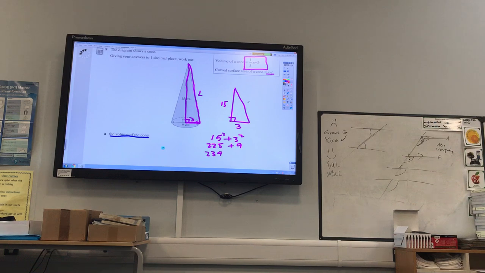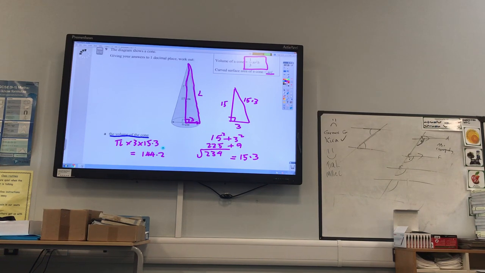But that length can't be 234. You must square root your answer. So can someone square root 234 for me and tell me what my answer is? 15.3. Okay, so that distance there is 15.3. Then to find the curved surface area, you do pi times R times L. So you type in pi times R, which we said before was 3, times L, which was 15.3. And you get an answer for that. I'll ask someone to do that for me.